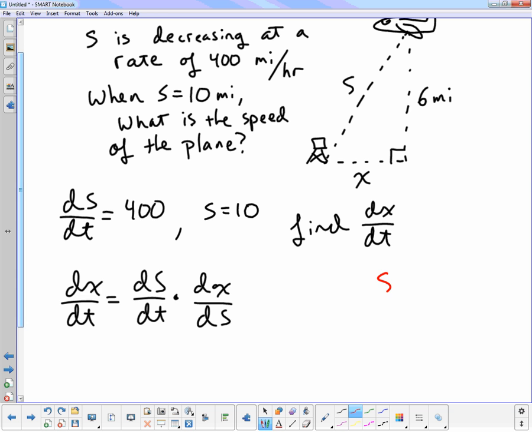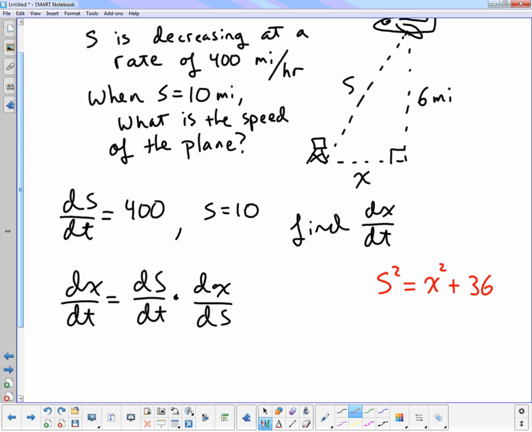So s squared is equal to x squared plus 36. Yes? Pythagorean theorem. Oh, that's s, not 5. Yeah. Now, yeah, 5 can't decrease at a rate. Before, well, I thought it was 5. I know what you mean.